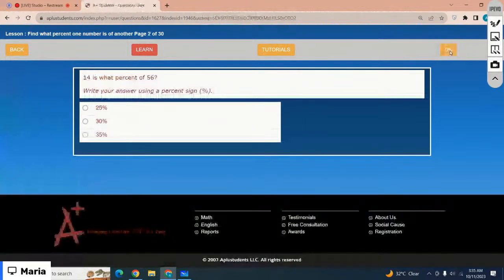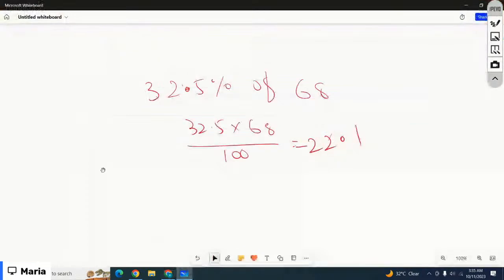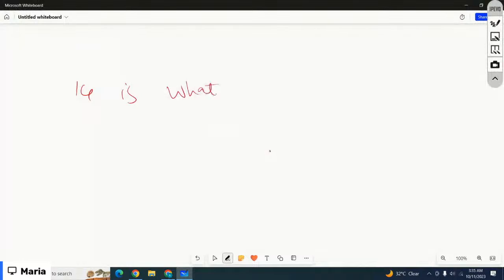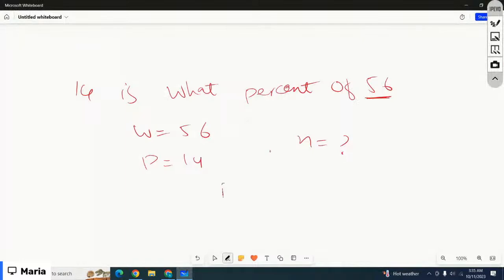14 is what percent of 56? 56 is the whole, 14 is the part. What percent? You don't know, right? You need to calculate n. Form a proportion, P by W equals n over 100. P is 14 over 56 equals n over 100.